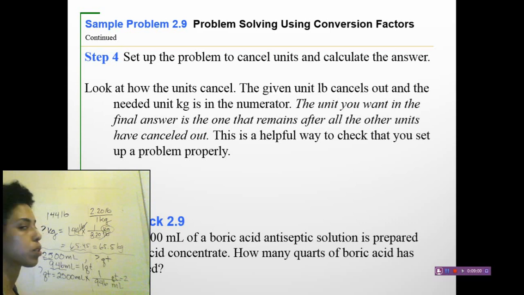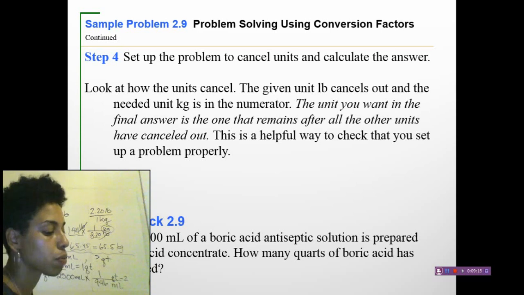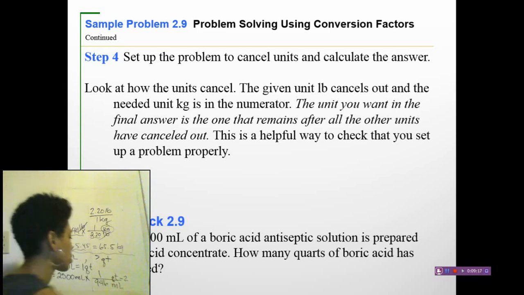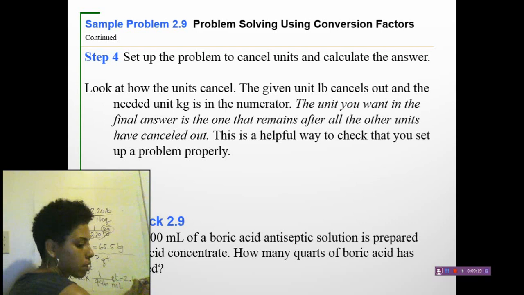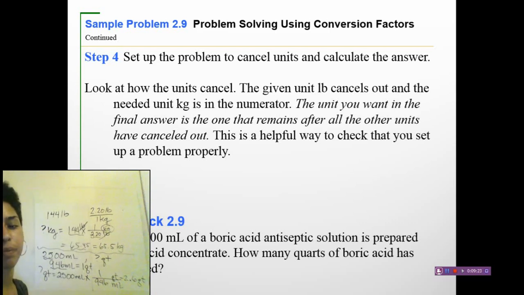But I need 2 significant figures. Remember, we are using the sig figs in this conversion because it's a measurement. All right. So we need 2 sig figs, and my answer is 2.642. So we'll say 2.6 quarts.